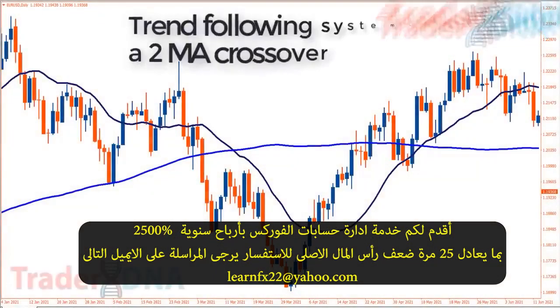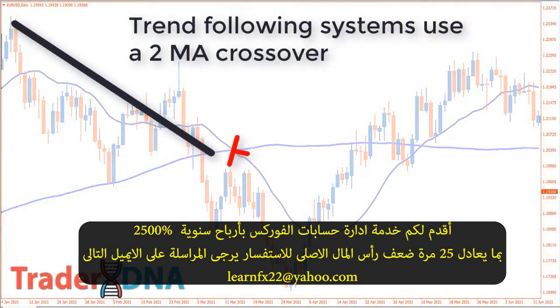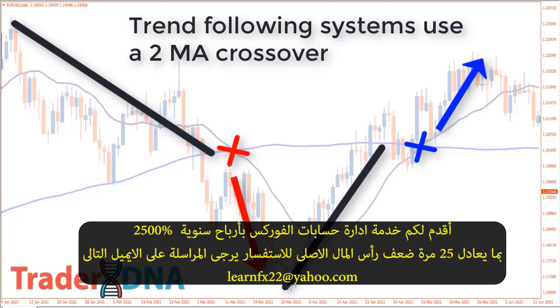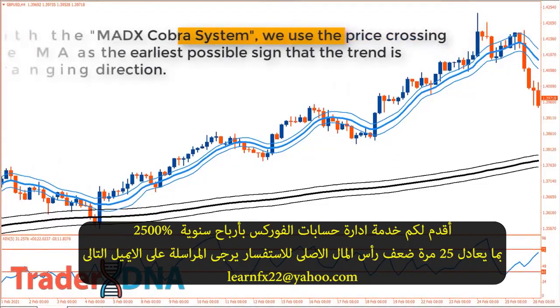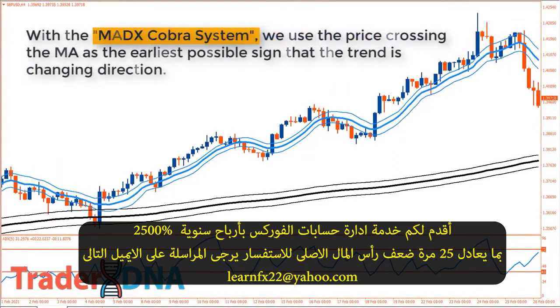Most trend-following systems use a two-moving average crossover to signal the change in trend direction, but that inevitably only happens after the change has already happened and potential profits have been missed. With the new MADX Cobra system, we use the price crossing the moving average as the earliest possible sign that the trend is changing direction, which means we can capitalize on new trends before anyone else and pick up bigger profits than everyone else.